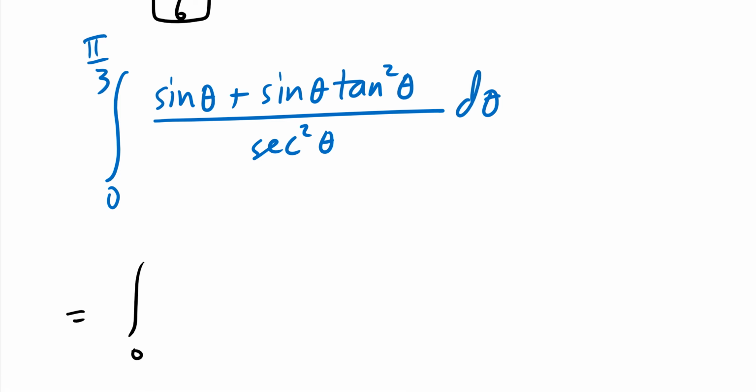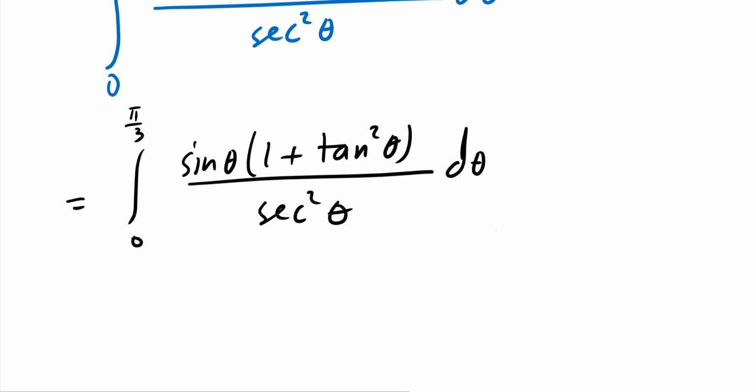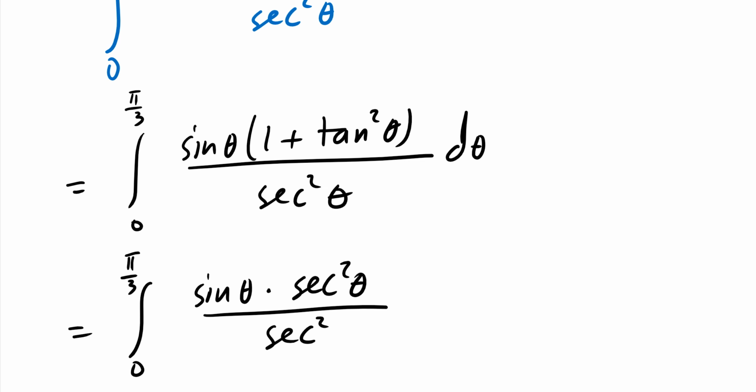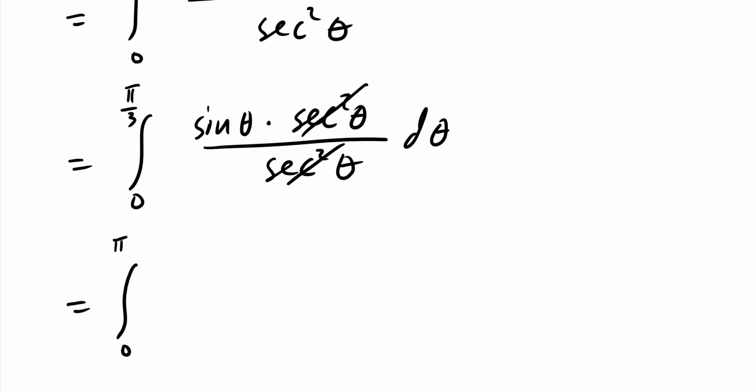I see on the top in both expressions there's sine theta. Why don't I factor this out? Let's see what I get. Sine theta times 1 plus tangent square theta, all divided by secant square theta d theta. What can I do with 1 plus tangent square? Is there a formula for that? I think there's a formula. If you look it up, you're going to find it's secant square theta. Look what happens. They cancel each other. So it becomes much easier to work with this one.